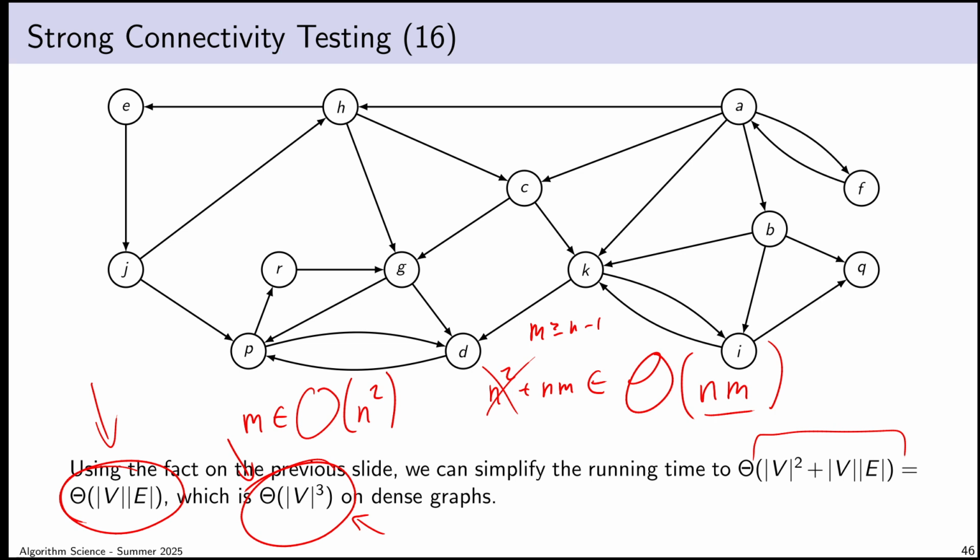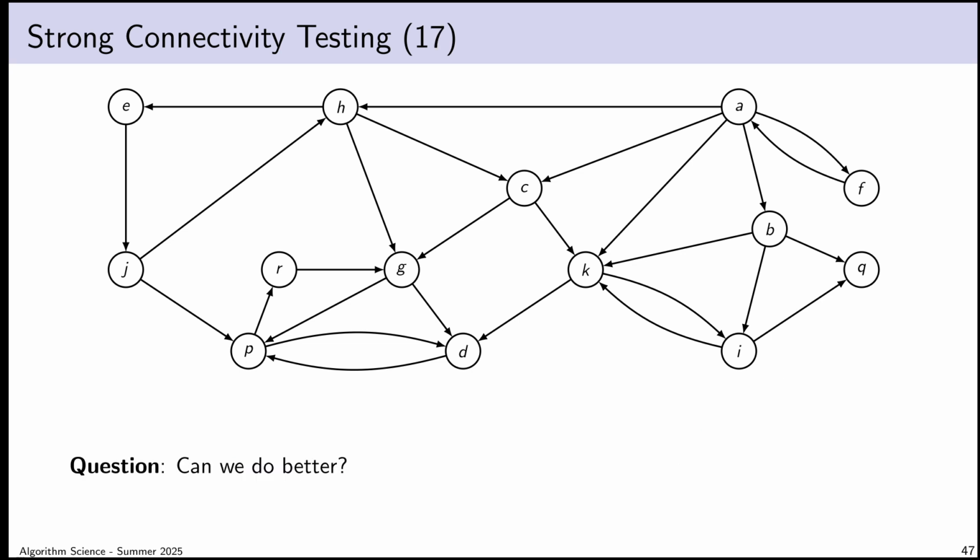Now, we're actually going to have much better luck than that. It turns out that the next observation we can make is going to bring down the time of our strong connectivity test dramatically. So the question is, can we do better? I guess I got ahead of myself there. The answer is yes, we can do better.